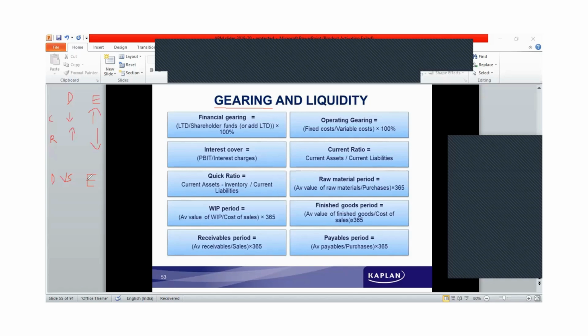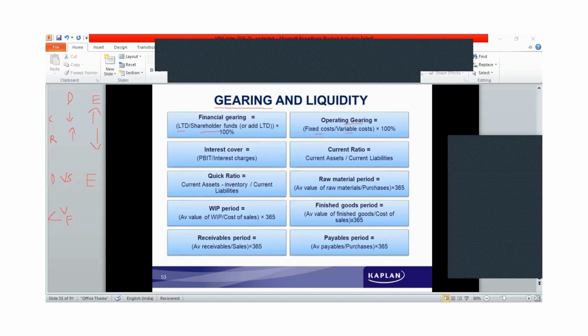Then when we separate the cost of capital in terms of variable and fixed, what is the impact this variable cost and fixed cost have on the gearing ratio is what we have to understand. So the first one talks about financial gearing, about employing long-term debt versus the shareholders' funds. So that's one aspect. The operating gearing talks about what is the proportion of fixed cost and variable cost.